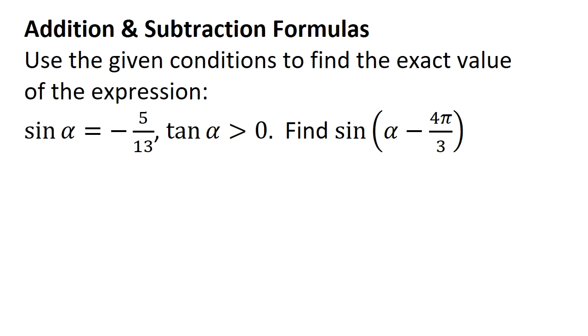In this problem, we're given that sine alpha is negative, tangent alpha is positive. We want to find the exact value of the sine of the difference of alpha and 4 pi over 3. I'm going to work this problem coming right up.